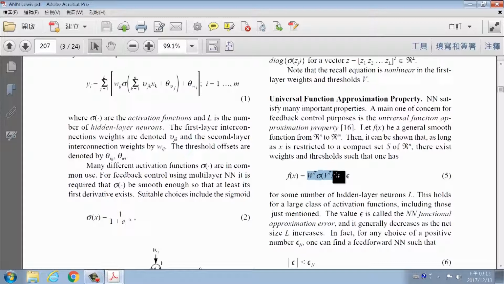100% use neural network to approximate a nonlinear function. You can only guarantee that the approximation will be closer and closer, but never the same. That's a very important assumption. So epsilon is called the approximation error. It always exists.